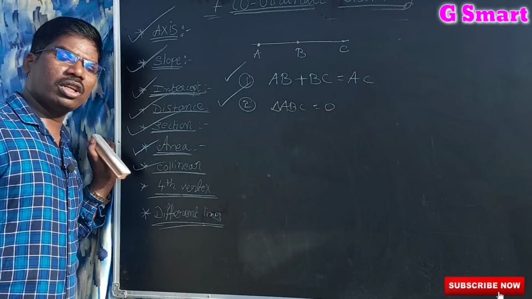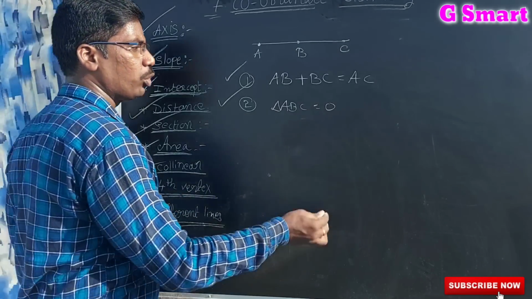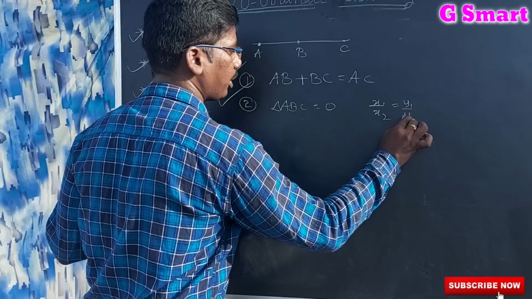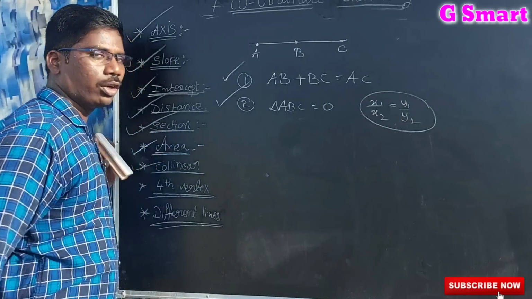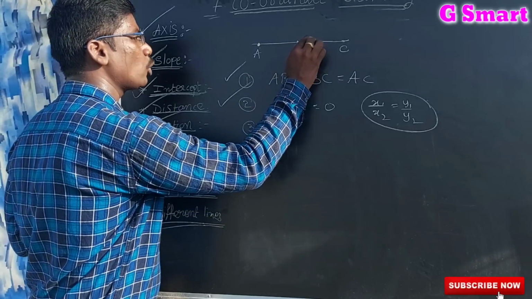So if the 3 points are collinear, then they ask you to find the K value. Using the shortcut we can find it. Otherwise, one more shortcut is x1 by x2 is equal to y1 by y2. Tomorrow I am going to explain this shortcut. x1 by x2 is equal to y1 by y2, or x1 by y1 is equal to x2 by y2, we can also say that.